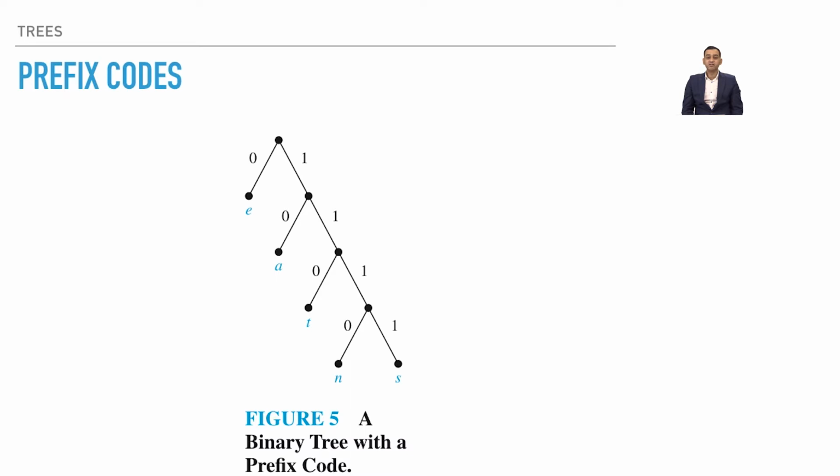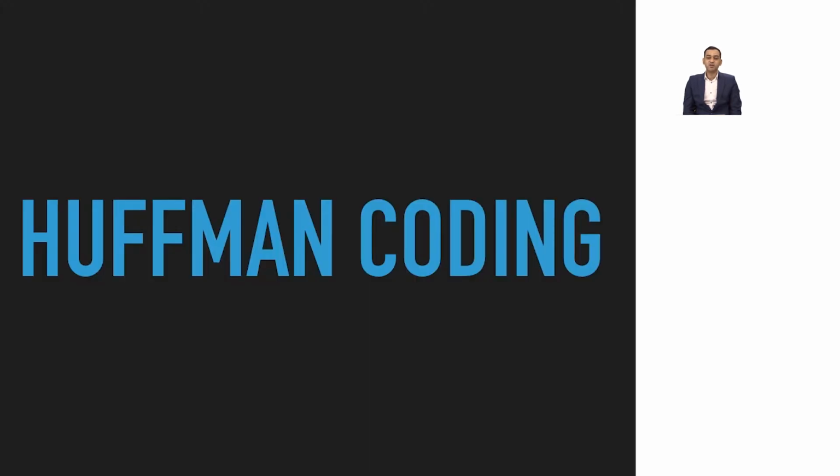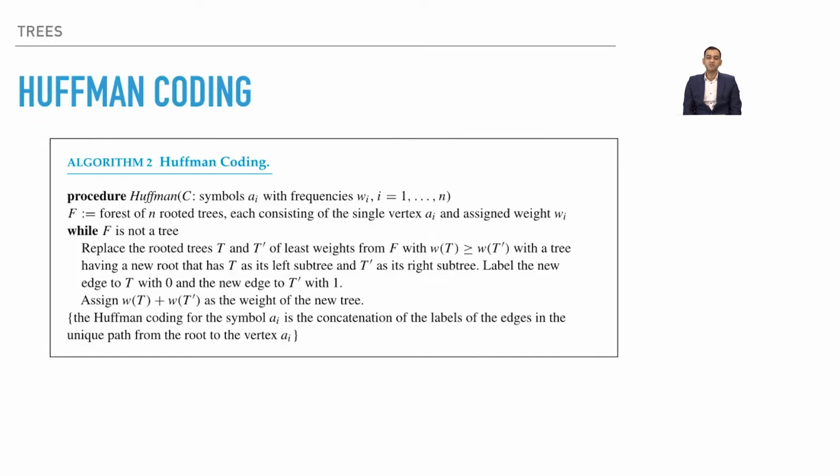We now introduce an algorithm that takes as input the frequencies of symbols in a string and produces as output a prefix code that encodes the string using the fewest possible bits among all possible binary prefix codes for these symbols. This algorithm, known as Huffman coding, was developed by David Huffman in 1951.